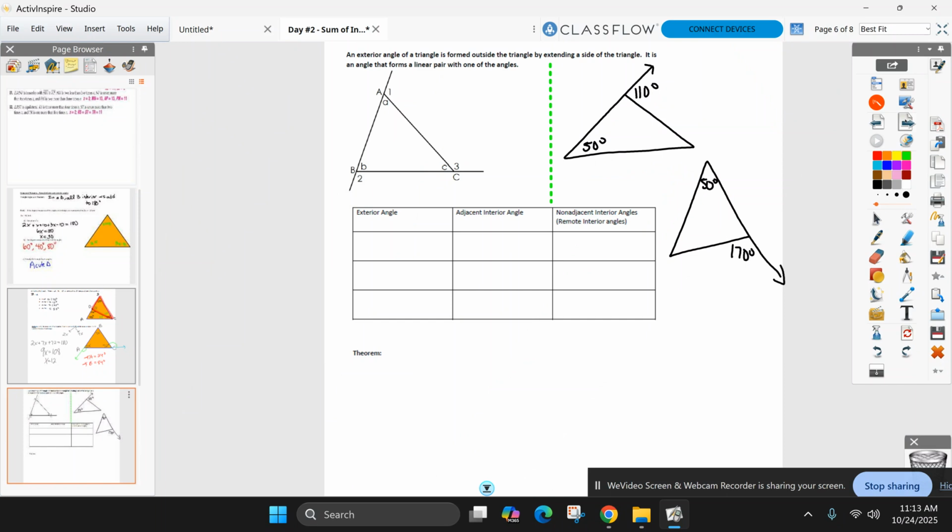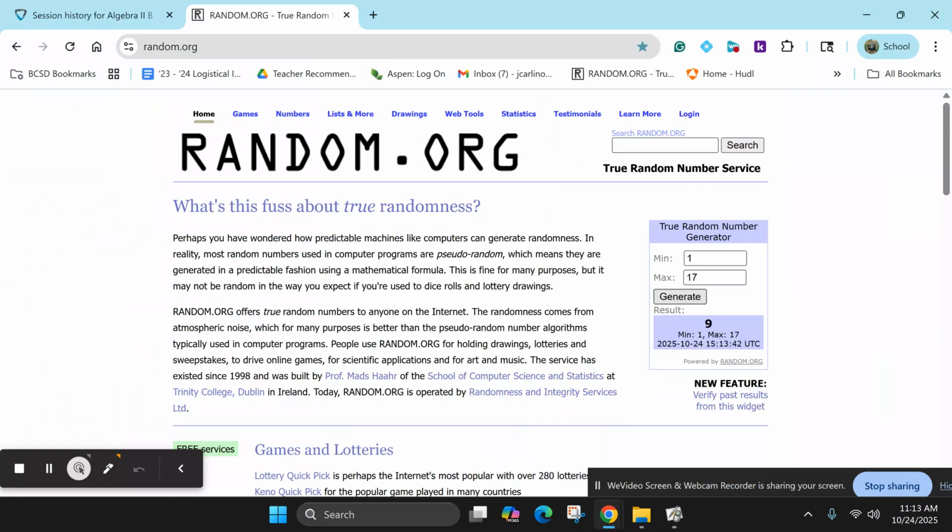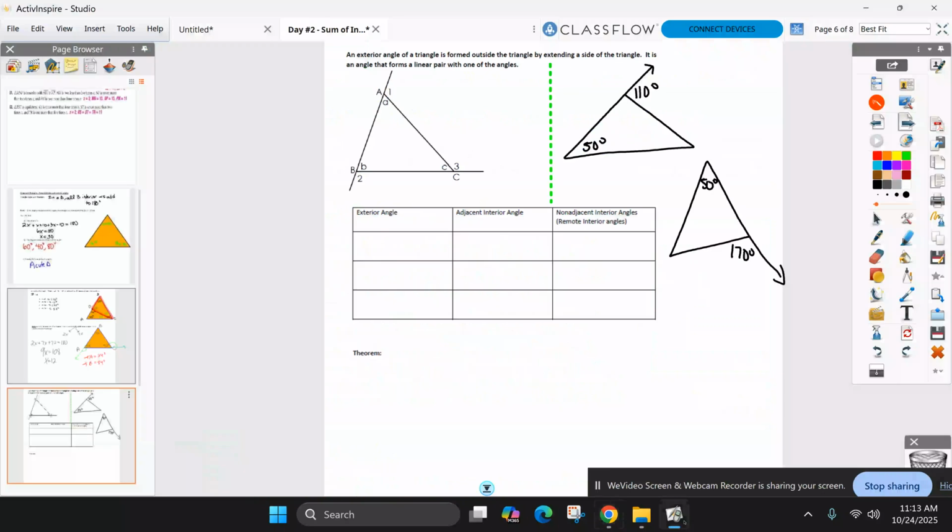What I'm going to have somebody start out the chart with is name one of the 3 exterior angles. Name one of the 3 angles that are on the outside of this triangle here. And then we're going to start our chart off with that one right there. Maddie, start us off. Angle 1. Okay, way to be creative. Good. Angle 1.